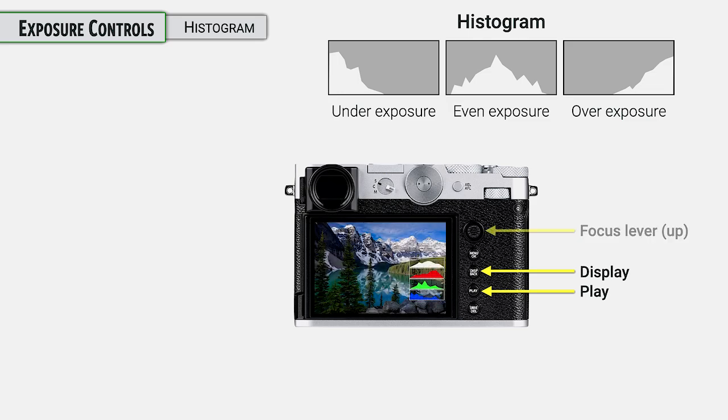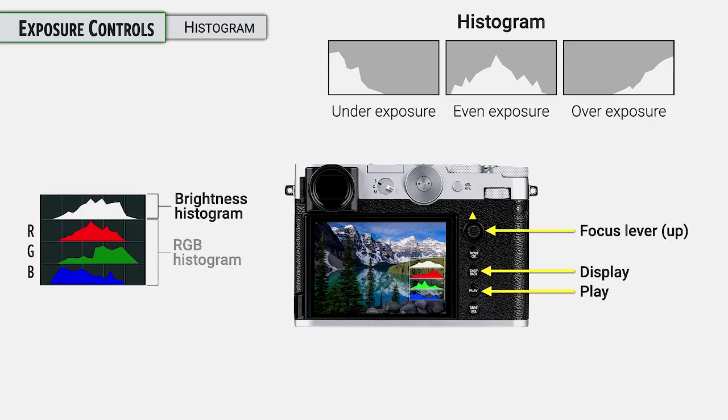Now, when you take an image and you play it back, you can hit the display button and the focus lever, and that will allow you to see the RGB histogram. So if you want to see the different color channels, you can see that. So press the display button to cycle through those different options, and then you press up on the focus lever, and that gets you additional options once you're into those displays in there.